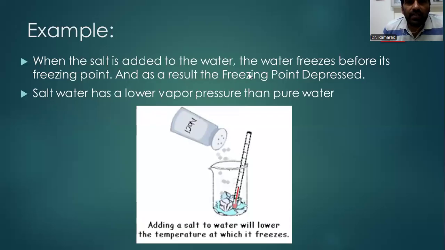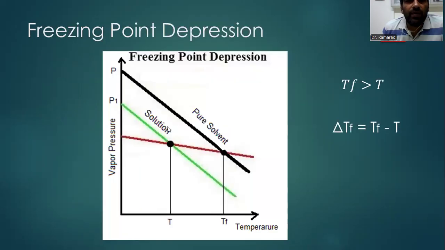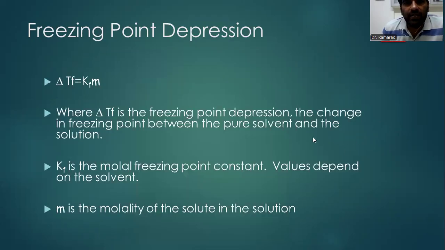So when salt is added to water, the water freezes below the normal freezing point. As a result, freezing point is depressed. So it is common in chemical labs: for cooling purposes, they add some salt. Salt water has a lower vapor pressure than pure water. So the freezing point is compared for pure solvent versus solvent with solute. Delta TF equals TF minus T.